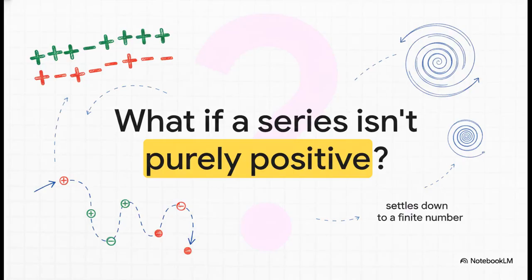Up until now, you've probably relied on tests built specifically for series with purely positive terms. But what happens when we throw a little twist in there? What happens when a series isn't just positive and instead the terms flip-flop signs? Plus, minus, plus, minus. Well, this fundamentally breaks the rules we've been relying on. It's a real mathematical curveball, and it means we need a totally new set of tools to figure out if our series is going to settle down to a nice finite number or just completely spiral out of control.